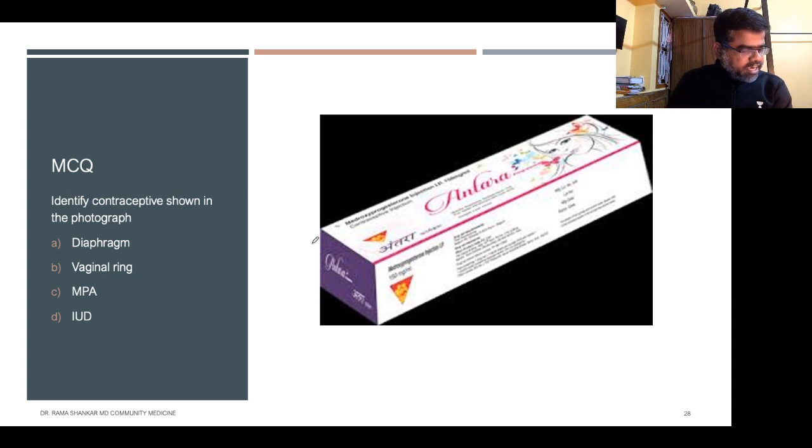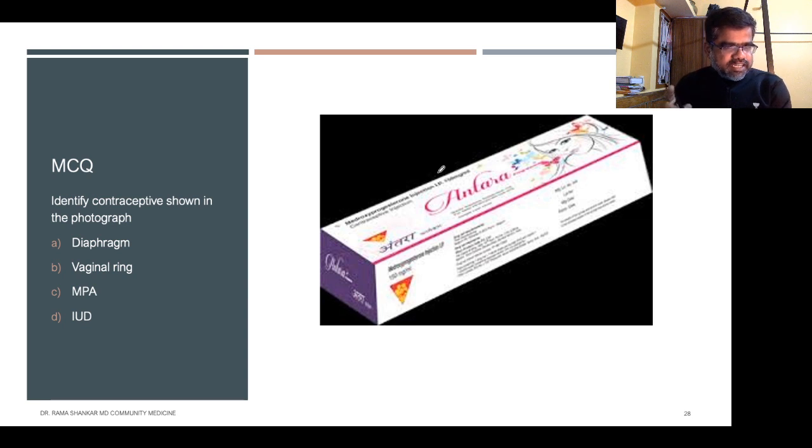Now, can anybody identify what type of contraceptive it is? The picture shows Antra. Now, students, if you know what Antra is, you will be able to answer. If you don't know it is Antra, then you will not be able to answer. Identify the contraceptive shown in the photograph. The picture shows Antra.